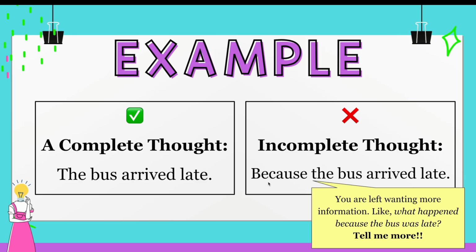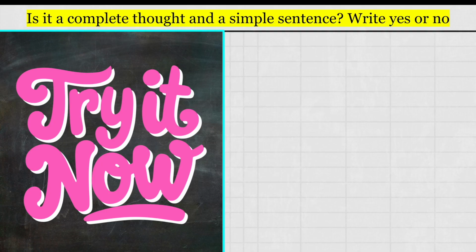So if it said something like, because the bus arrived late, I had to walk to school, that's not a simple sentence even though it had all the information. We have two complete thoughts there. So simple sentence, one complete thought, you have all the information you need. So is this a complete thought or a simple sentence?